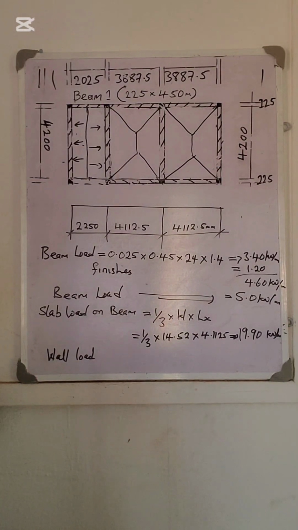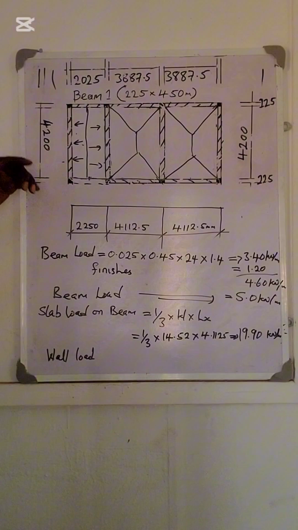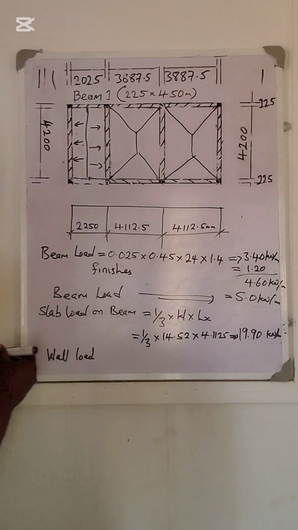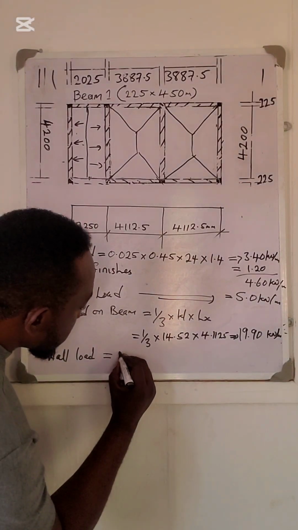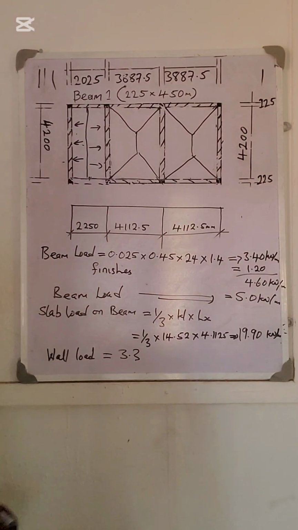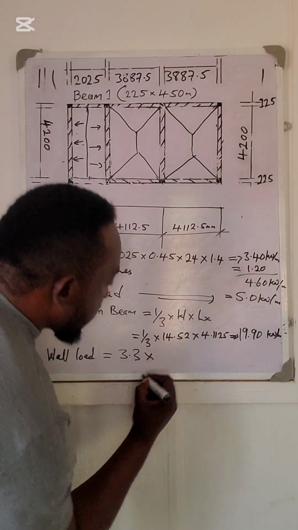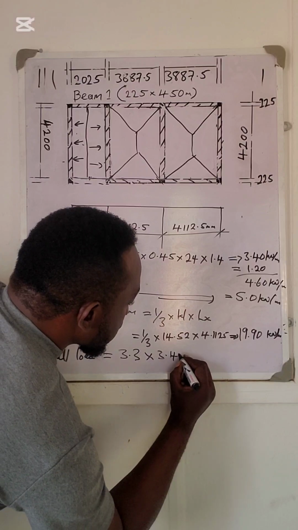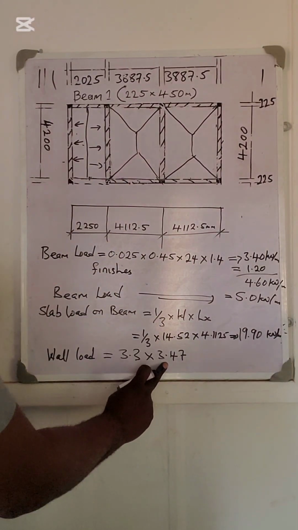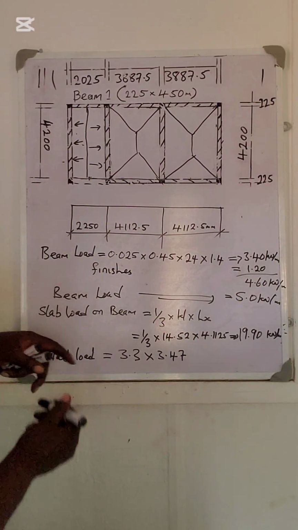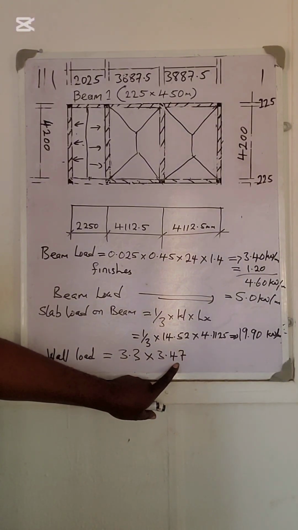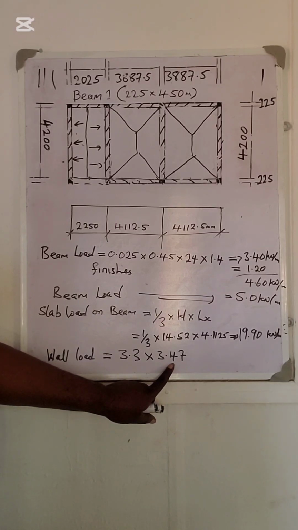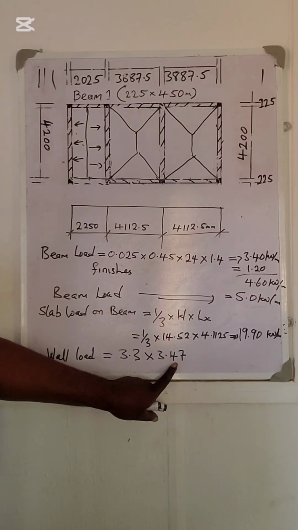Now, the clear height between walls, in our previous classes, we said the clear height between walls is equal to the height, 3.3 meters, multiplied by the weight of one block, which is 3.47. Remember, when we are talking about one block, this is a 225 block. When you are making use of 150 mm, that becomes 2.87.